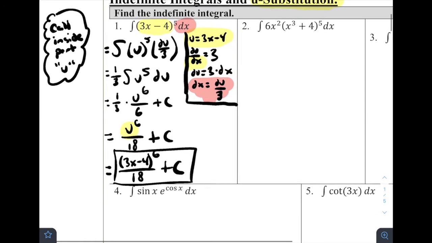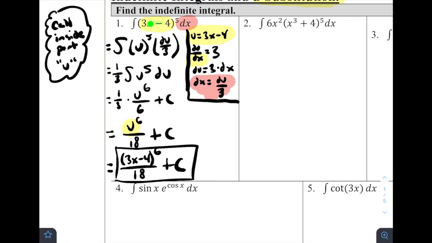Nice. So again, the idea here is if you can figure out what the inside is, you can call that u, you can do some substitution, which will hopefully give you an easier integral to take, and then after you've taken the antiderivative, you're going to resubstitute back in for u. That's it for this process. Let's try this for number 2.